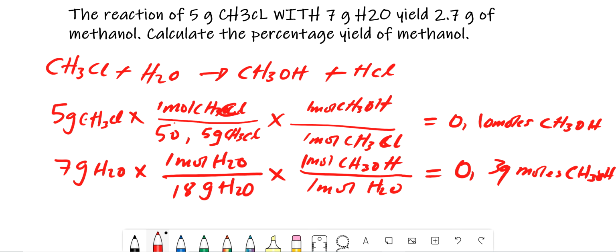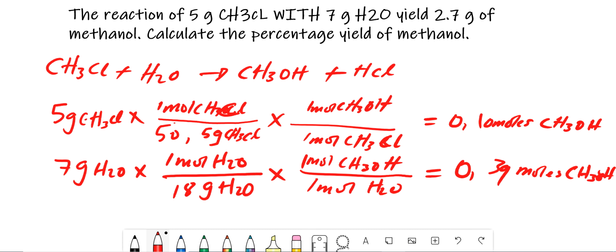As you can see, we now have our limiting reactant. Our limiting reactant is the one that produces the smaller number of moles. So in this case, our limiting reactant is methyl chloride. In the previous video I explained that the one that forms the product is always the limiting reactant. So our product will be determined by the limiting reactant, which is 0.1 moles.